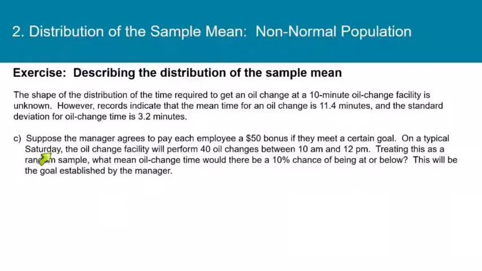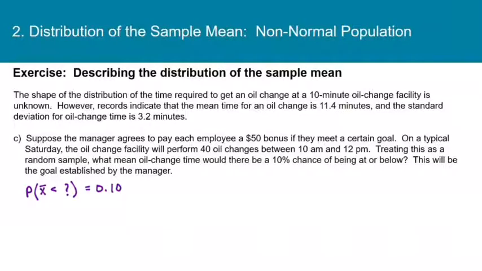So the probability that x bar is less than 10 is 0.0028. Now part C. Suppose the manager agrees to pay each employee a $50 bonus if they meet a certain goal. On a typical Saturday, the oil change facility will perform 40 oil changes between 10 and 12. Treating this as a random sample, what mean oil change time would there be a 10% chance of being at or below? This will be the goal established by the manager. Okay, so this time, instead of asking us to find a probability, they're giving us an area and asking us to find the time associated with it.